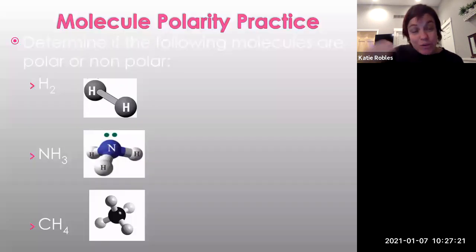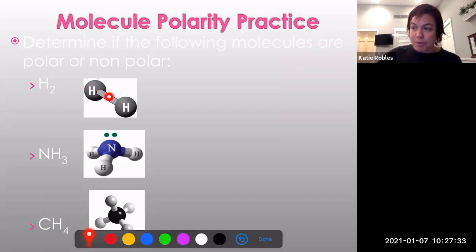So then you can take those shapes and bring that back to polarity. This says determine if the following molecules are polar or non-polar. Well, if I've got 2 H's, like I do in this example, this is a linear shape. It's bonded to the same thing. It has absolutely perfect symmetry. So that example is non-polar.